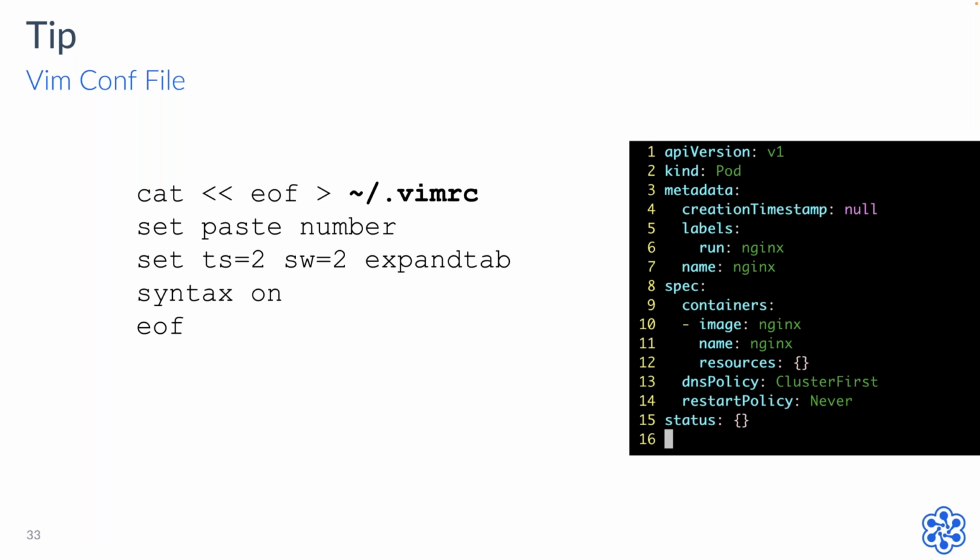The next config items are ts for tabstop equals 2 and sw for shiftwidth equals 2 and expandtab. I won't go into great detail about what these do, but basically these will make sure that your indentation within your manifests, which need to be in YAML format, is using 2 spaces. And then syntax on gives you color coding. So when you're looking at a fairly large manifest file, you can quickly get a sense for the structure within it. Those are my recommendations for setting up Vim if you choose to go with Vim.